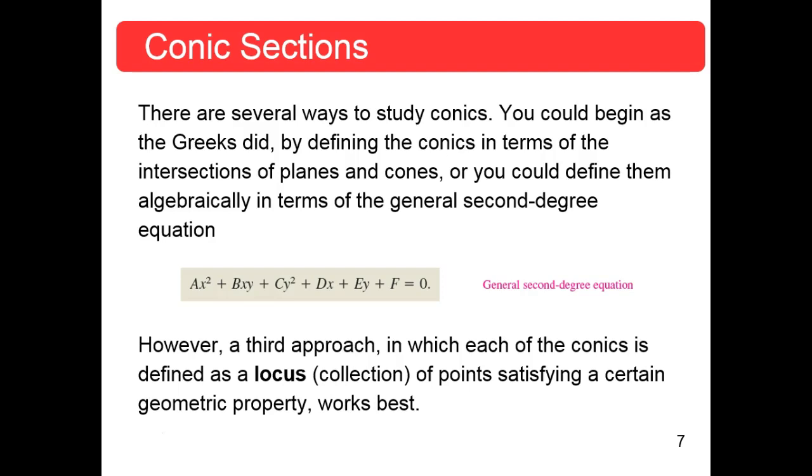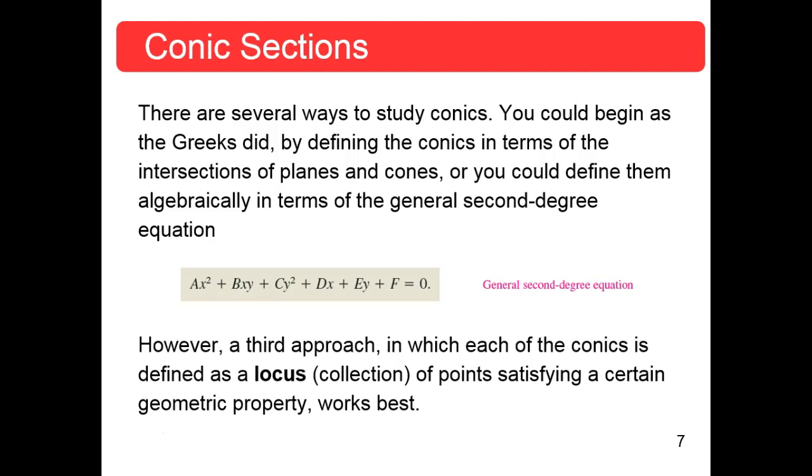Okay. There are several ways to study conics. You could begin as the Greeks did by defining the conics in terms of intersections of planes and cones, which we just did, or you could define them algebraically in terms of general second-degree equations. Okay? Your general second-degree equation would be ax squared plus bxy plus cy squared plus dx plus ey plus f.